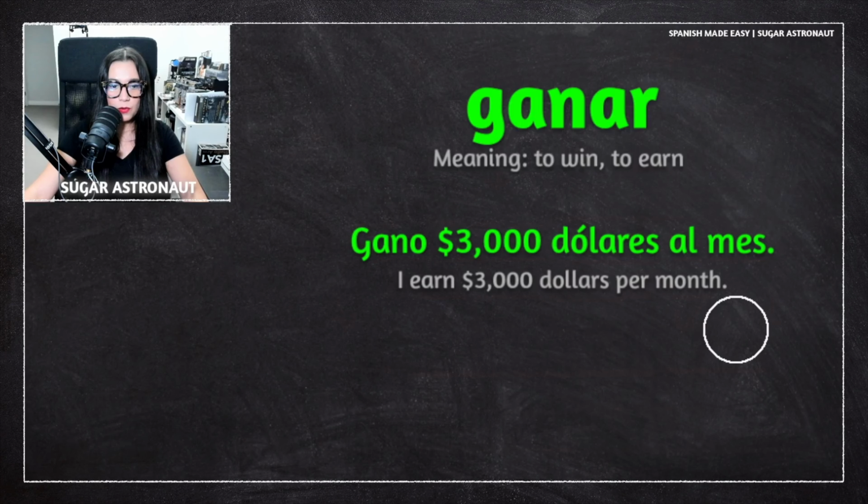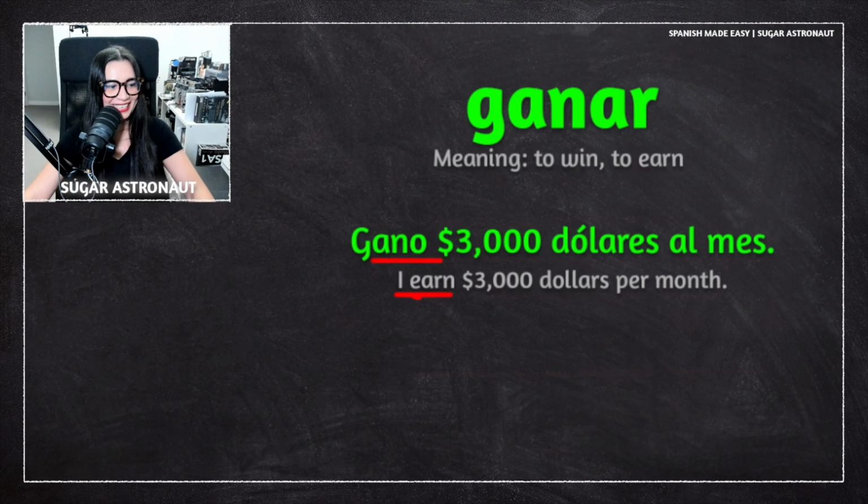Let's move on. Of course, the verb ganar is right here. You can see it at the beginning of the sentence. Yo gano. Okay. So in this situation, it means I earn. Okay. Or to earn money. Excellent.